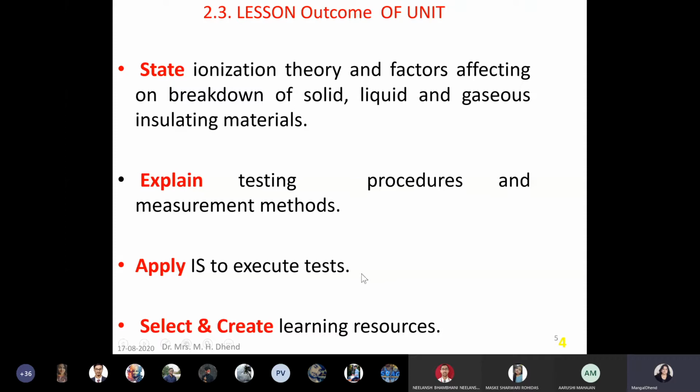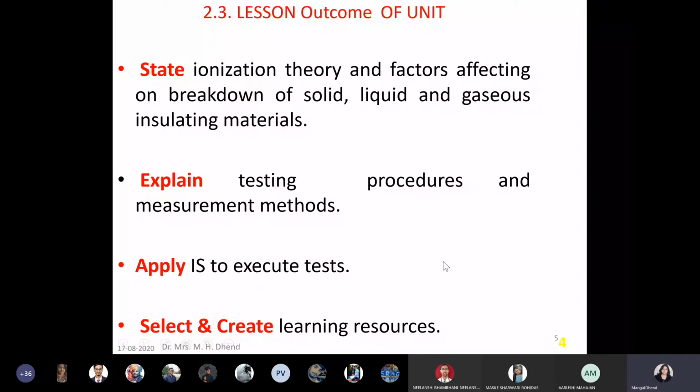Because when you join industry, I will not be there to tell you how to test it, and nobody will be there, and you can't just open the internet and test. A number of wrong things can happen, because whenever you test, safety precautions and cleaning precautions have to be there, and some standards, international standards, Indian standards you need to apply. So you must know what is IS. So go through that IS.